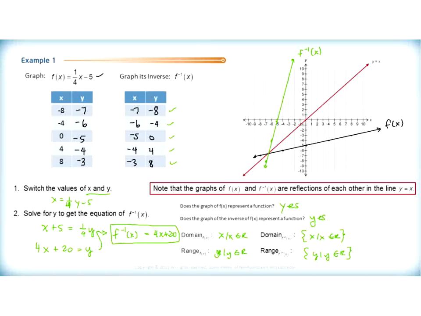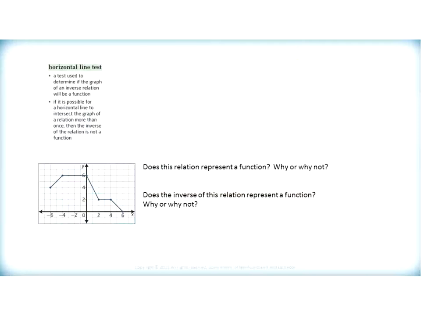Okay, so the important things here: if we want to sketch the graph of the inverse function, if I know a set of points in the original function, I simply switch them around. If I want to find the equation of the inverse function, I switch x and y and I solve for y. And of course, very important here, the graph of a function and its inverse are reflections of each other in the line y equals x.